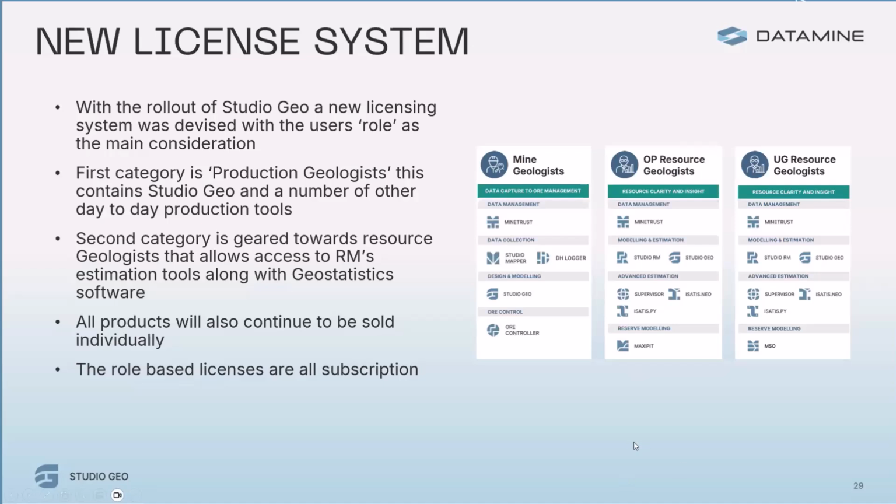So with this being said, don't get worried that all of a sudden the previous licensing management is not going to be honored. So all products also just continue to be sold individually. So don't worry too much about that. Chances are it's not going to make much of a difference. One thing to note is that the role-based licenses are all subscription. This is basically a new business practice that we have going on here. So this is definitely the current situation in the Australian market. International markets, it will also be rolled out. I think Australia is just a little bit ahead of the curve in that regard.